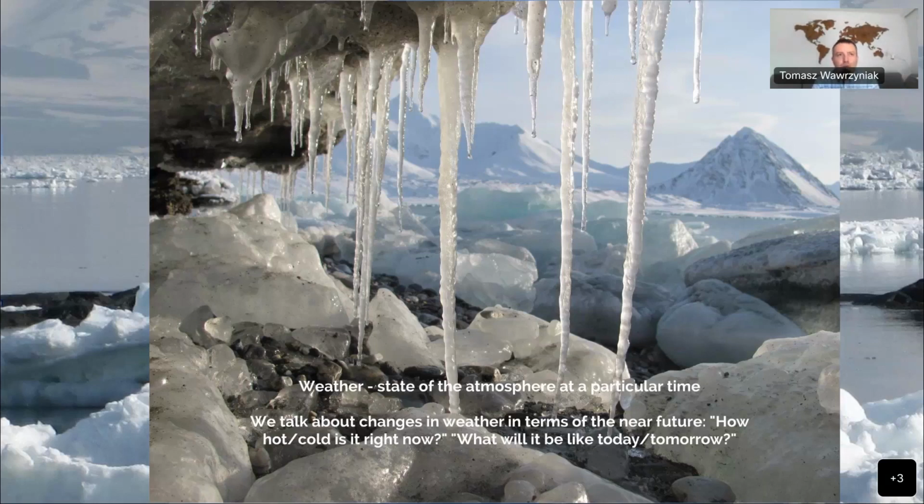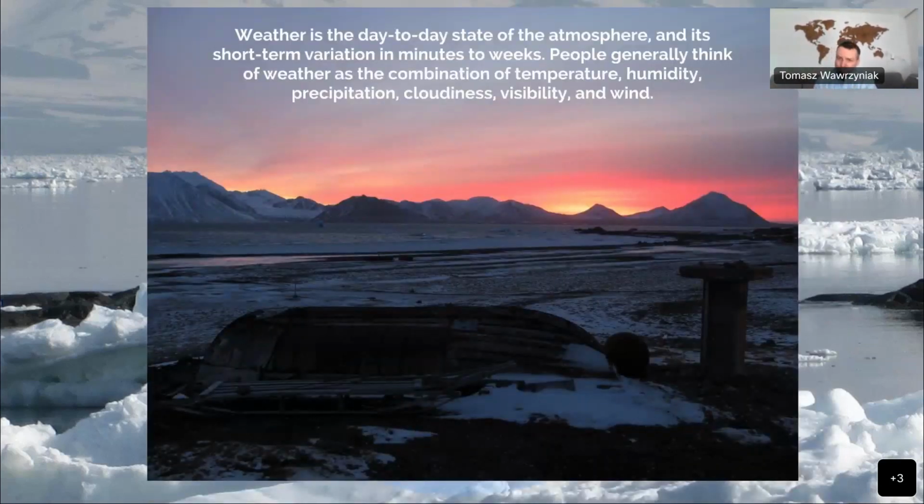And usually people use the description of the weather for just a short period of time. We don't talk about the climate, because for talking about the climate, there has to be a much longer time of observations, at least 30 years. So when you think about the climate, you can have the average conditions for particular locations, but the weather is the day-to-day state of the atmosphere, and its short-term variation in minutes to weeks. So it's not seasonal or annual. It's just a short period of time.